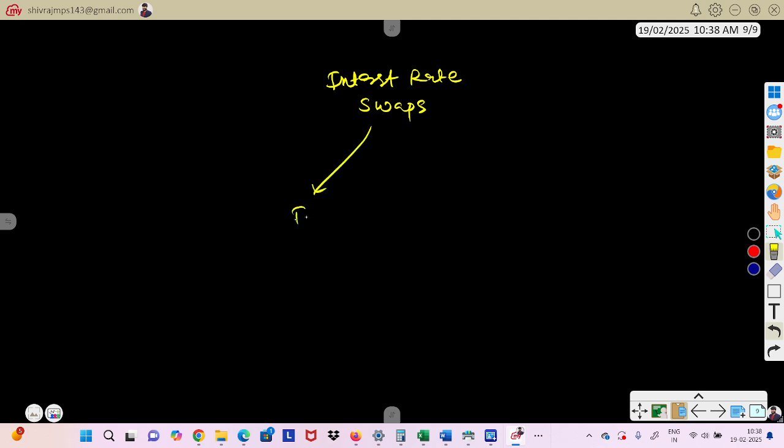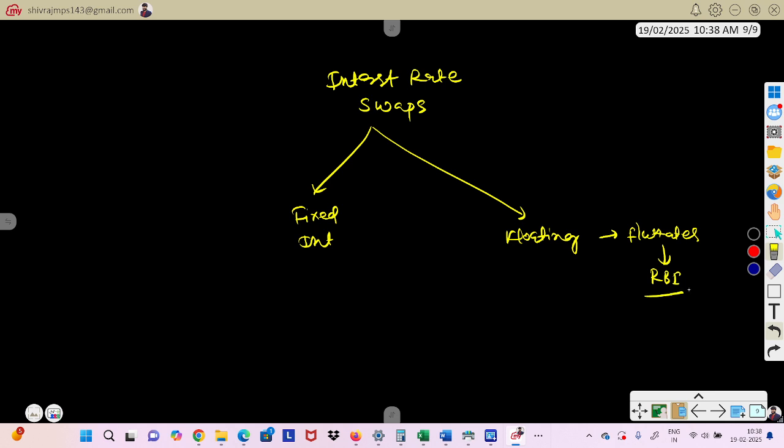One is fixed interest rate. Another one is floating. Floating means it fluctuates. When the RBI announces rates, then this interest rate fluctuates. And fixed is something where throughout the investment period, your interest rate would be fixed for the entire duration.